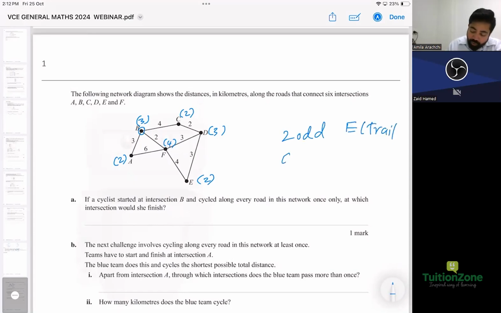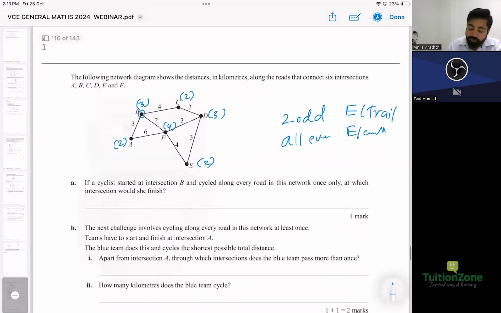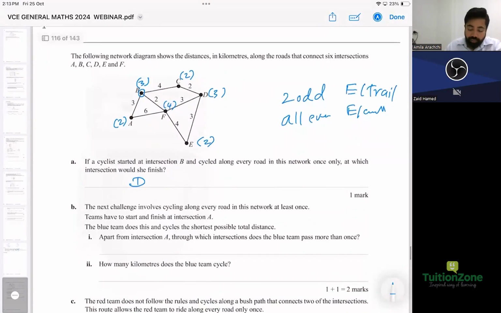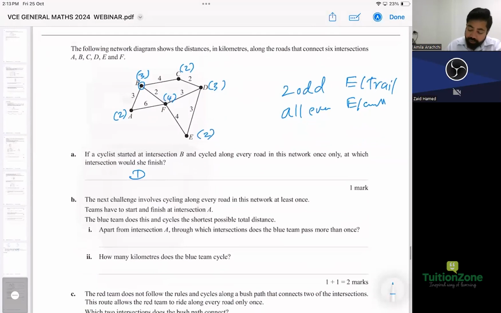And if it is all even, then it's an Eulerian circuit. So definitely if you start from one of the odd vertices, you should end on the other odd one. And that's why the answer is D, Roger. That's good. Perfect. So you should start and end on the odd vertices. And then try part B. Read, think.